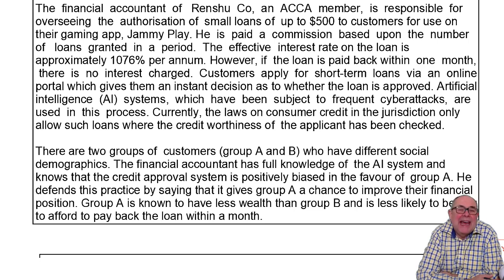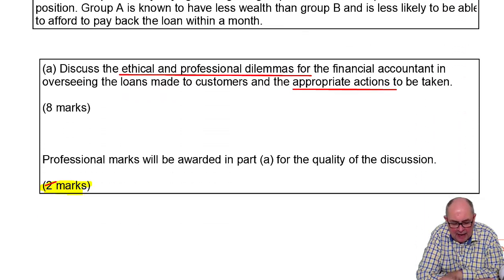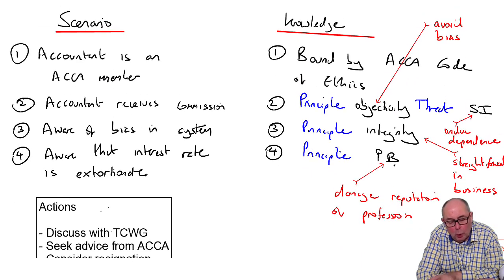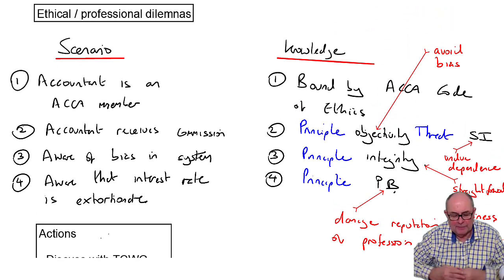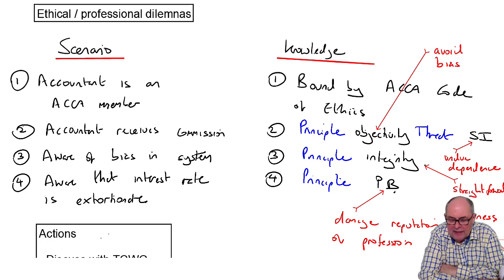Now, I've used a table. I would not use a table in the exam. I've just used a table to show you how my brain would be thinking about this. First point, remember always, you can see I'm linking the scenario with knowledge, is if the accountant is an ACCA member, then she or he is bound by the ACCA Code of Ethics. You could always say that for 1 mark.